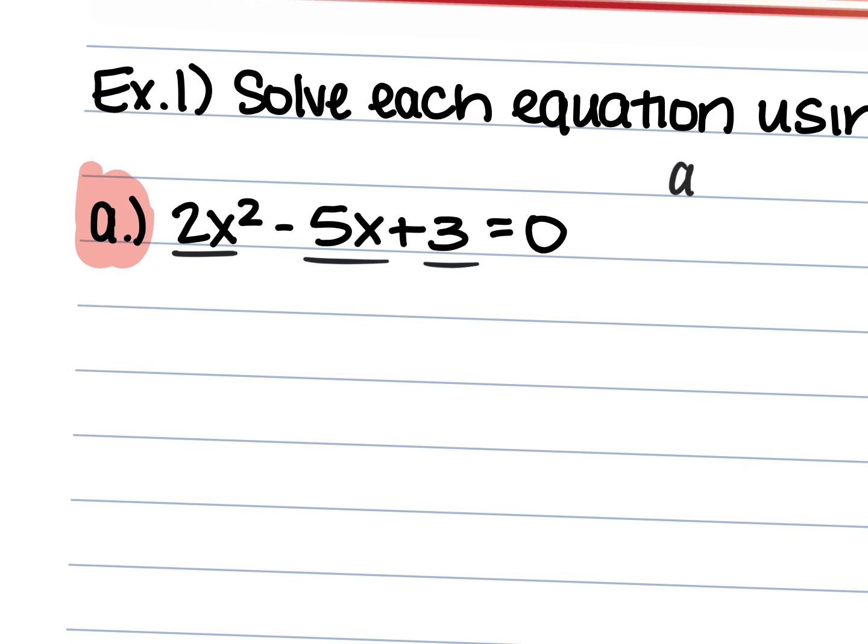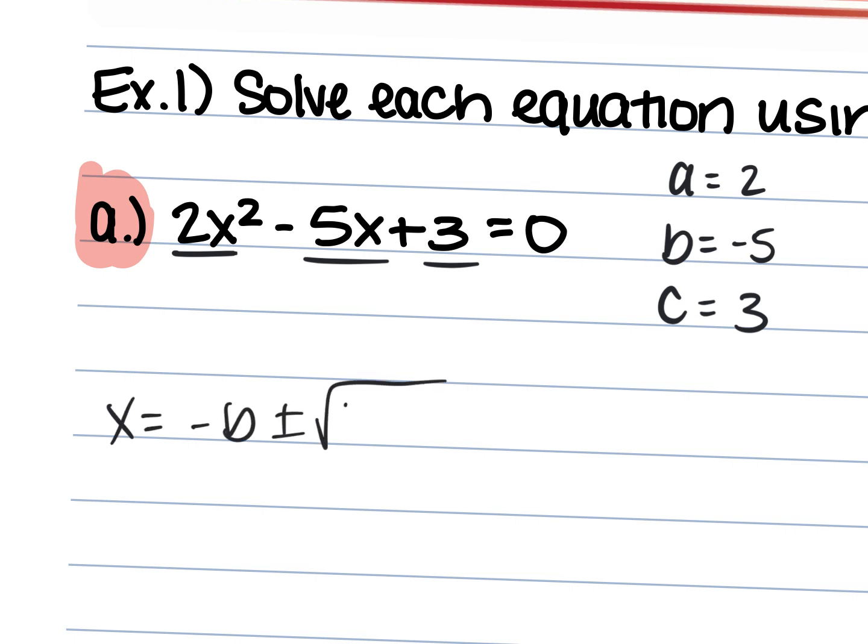Identify your values. What is my A value here? 2. What is my B value? It's negative 5. And what is my C value? 3. So I'm going to use those values with the quadratic formula, and then I'm just going to solve it, okay? So x is equal to negative b plus or minus the square root of b squared minus 4ac all over 2a. Do you see how it helps?